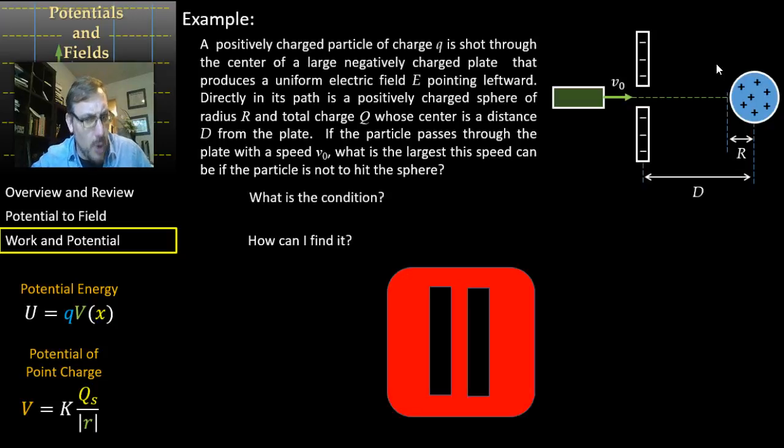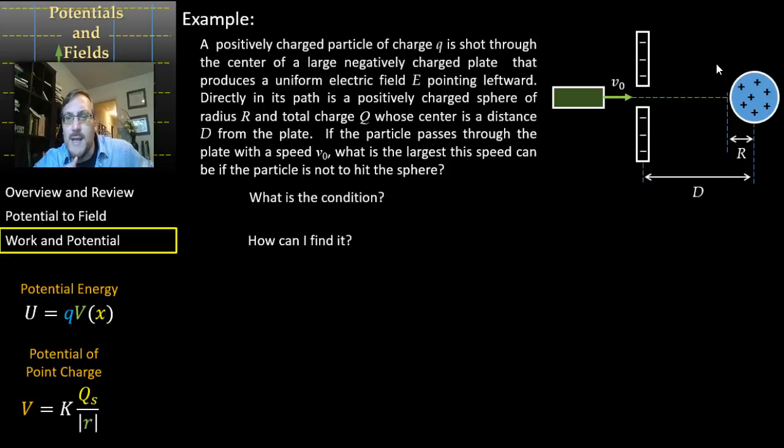Think about what it is, pause this, write down what you think the condition is, write down how you think that applies mathematically, and then unpause this. So first, think about this a little bit, write these down, and then pause. And when you're done pausing, come on back and we'll talk about what I think these are. Okay? All right.